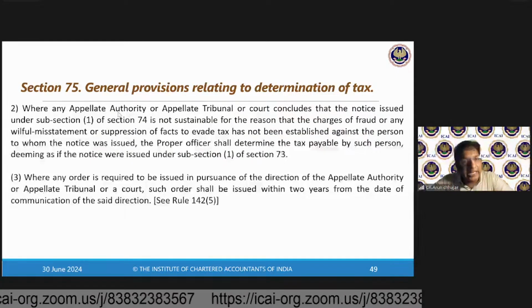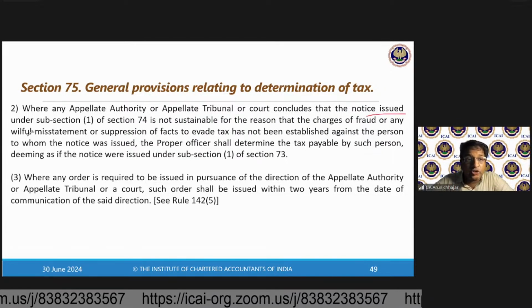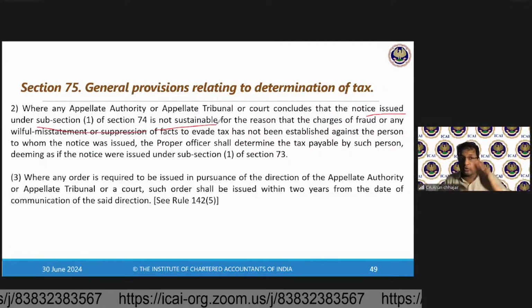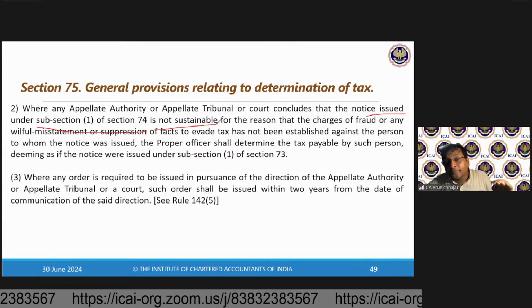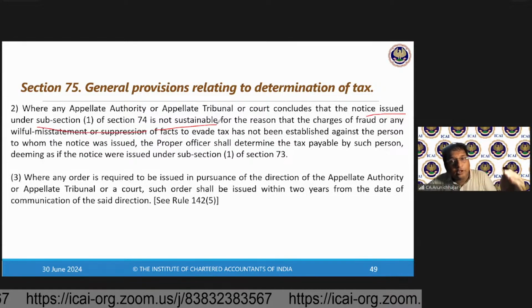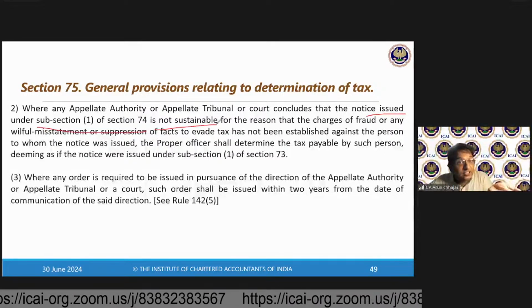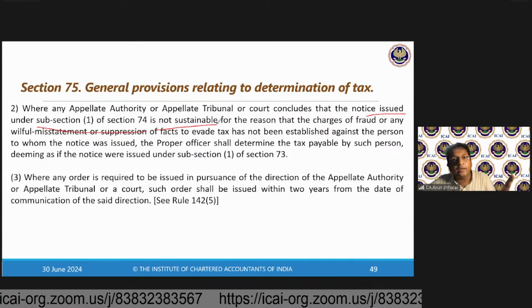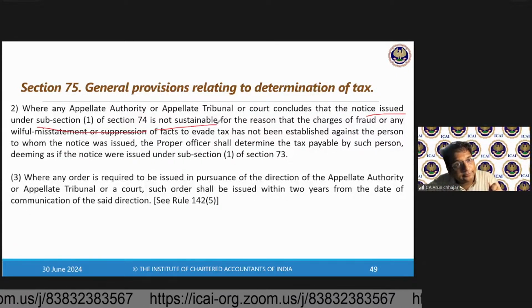So 75 talks about general provision where any appellate authority or appellate tribunal or court concludes that the notice issued under 74 is not sustainable. Now try to understand. The officer issued the order under section 74, that has been challenged, and the appellate authority, court, tribunal, etc. are saying that the order under section 74 is not sustainable. Why not sustainable? Because of the non-element of the fraud. There is no presence of the fraud, willful misstatement, suppression of the fact, etc.